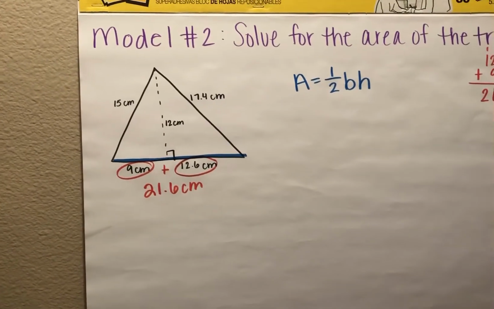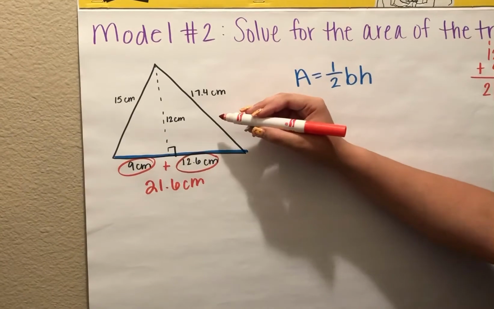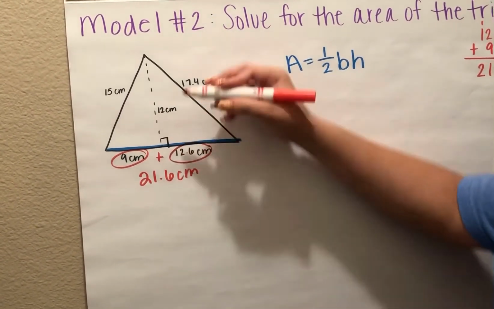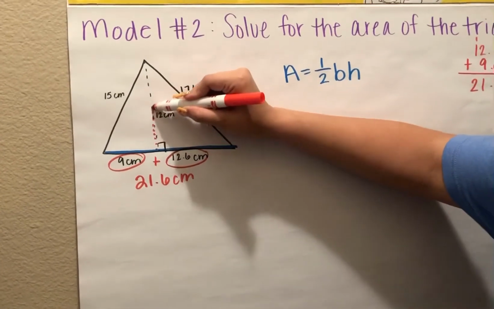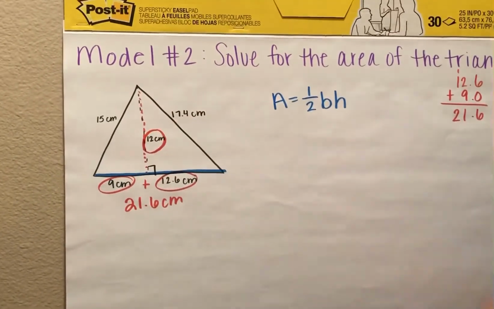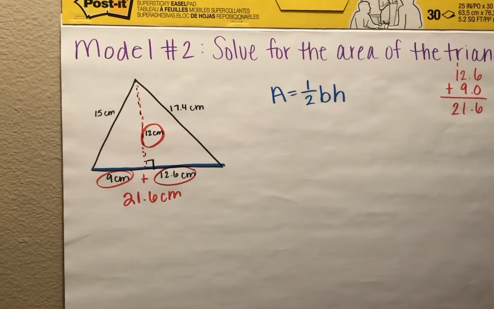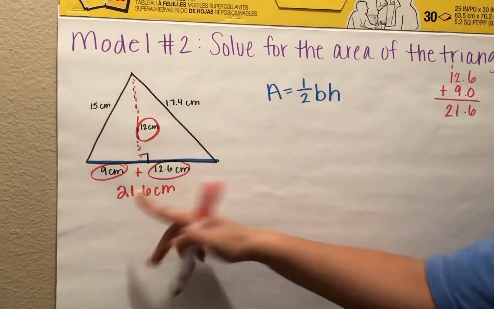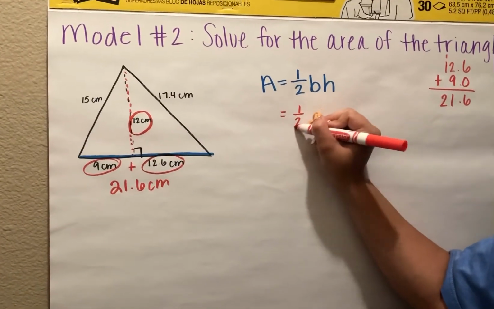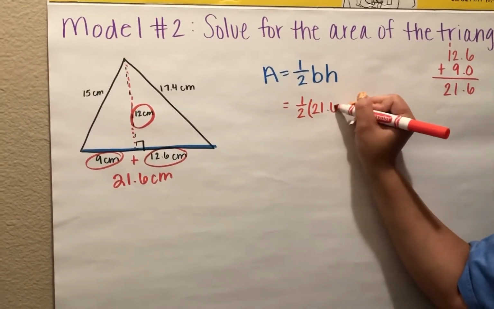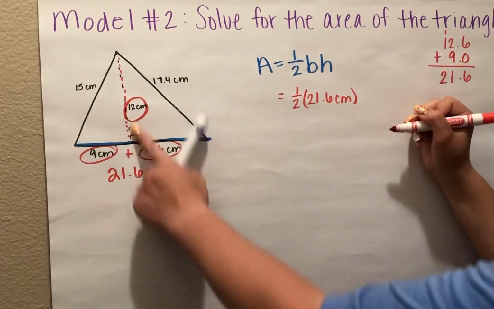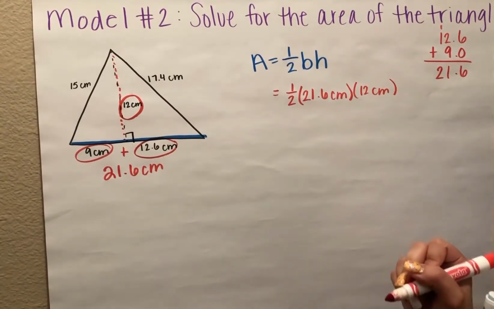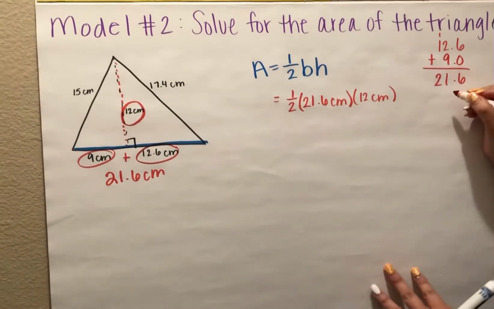So the height can be found by the location of the right angle, which tells me that the height of the entire triangle is 12 centimeters. So I can substitute H with 12 and B with 21.6. 21.6 centimeters was my base. My height is 12 centimeters. Now I'm going to multiply those together.